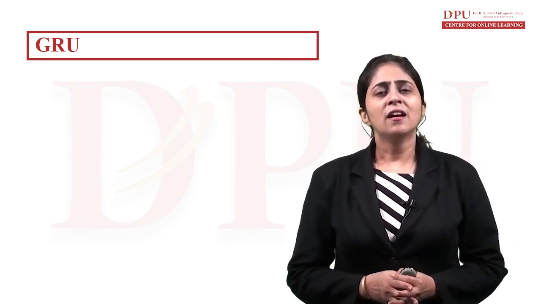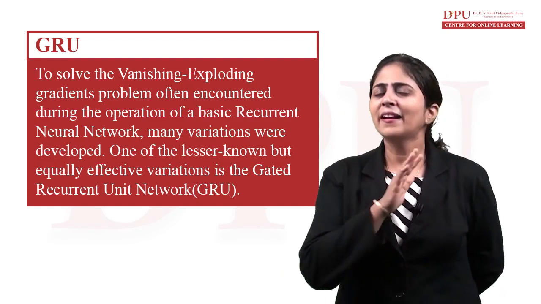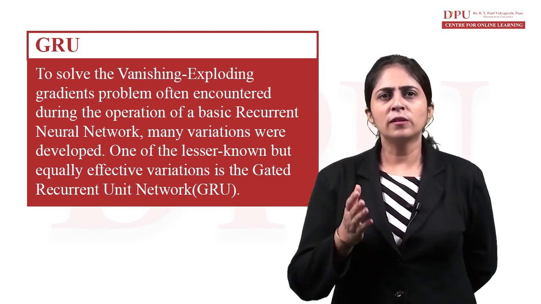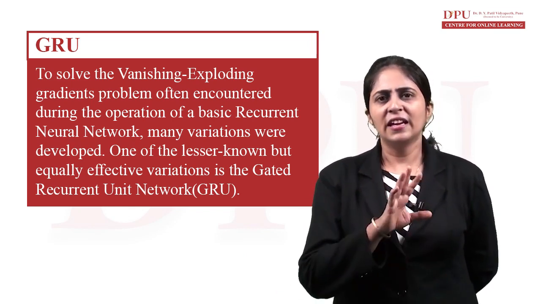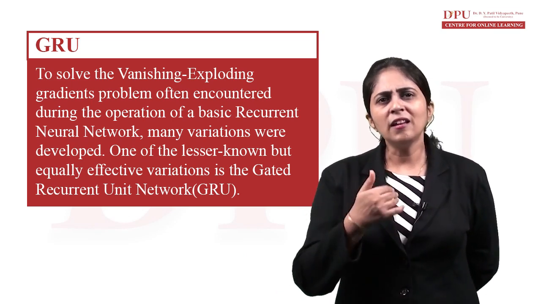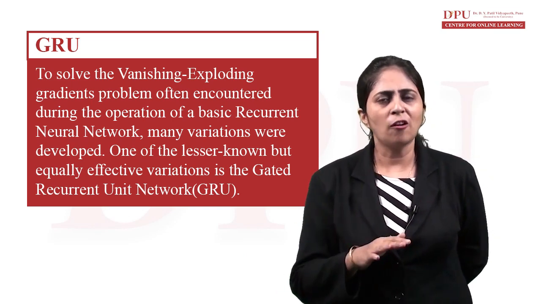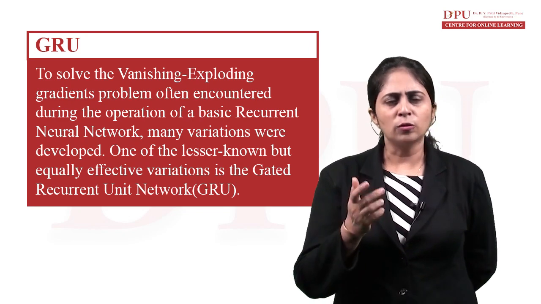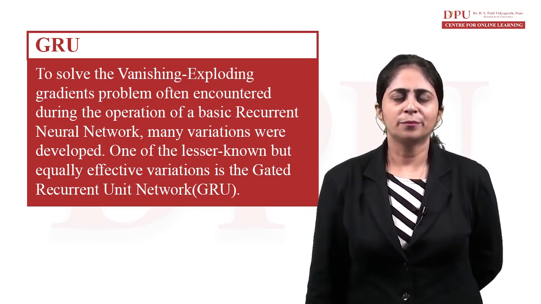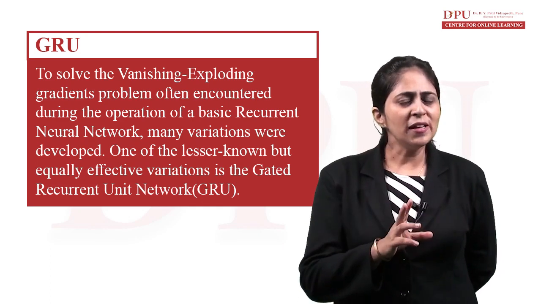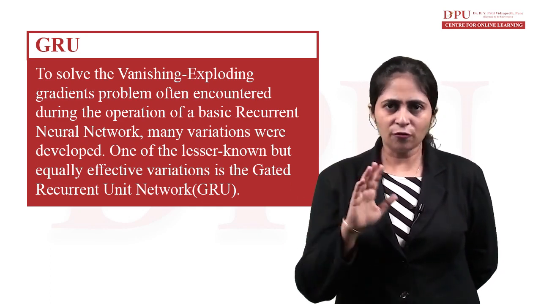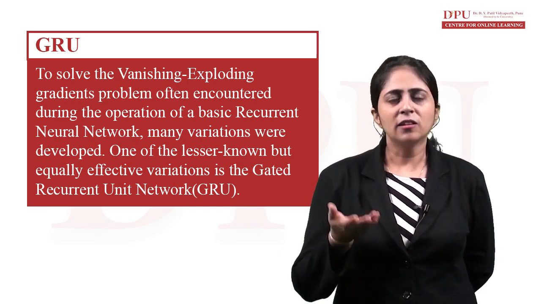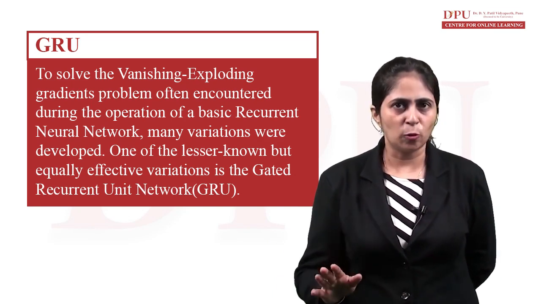Unlike LSTM, it consists of only 2 gates and it does not maintain the internal cell state. The information which is stored in the internal cell state in the LSTM is incorporated into the hidden state of GRU. Then this collective information is passed on to the next gated recurrent unit. So GRU is what? It is a variation of the recurrent neural network only. Why was this developed? To eliminate the problem of vanishing gradient and exploding gradient.